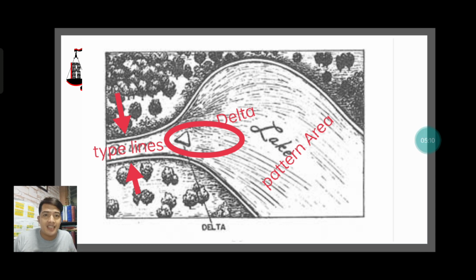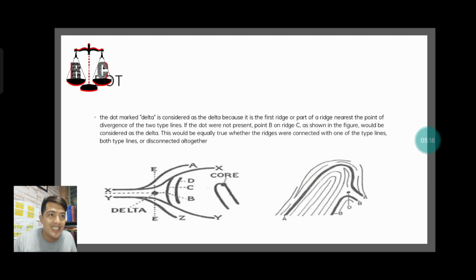So first, the dot marked delta is considered as the delta because it is on the first ridge or part of the ridge nearest to the point of divergence of your type lines. If the dot were not present, so kung wala ka diha ang dot, ang B on ridge C as shown in the figure would be considered as the delta.